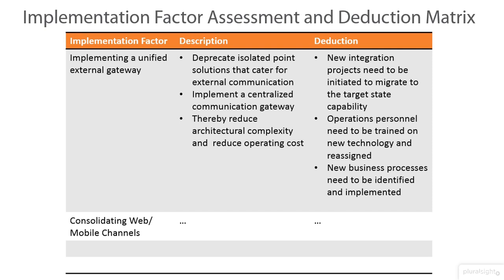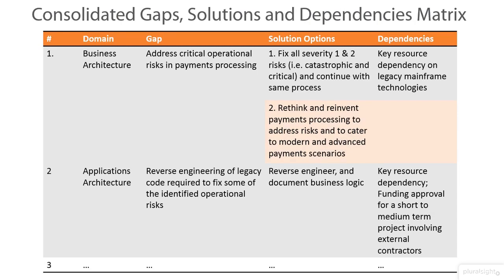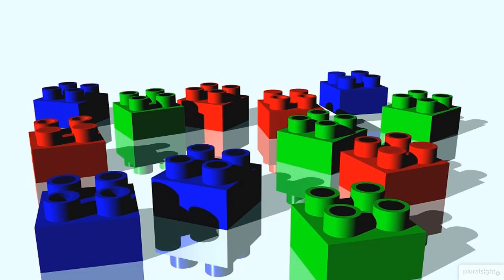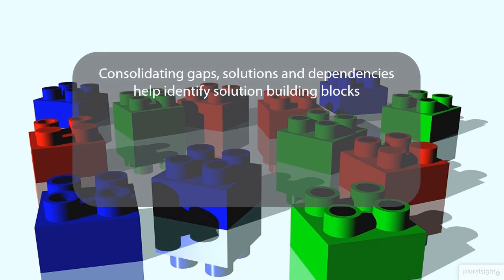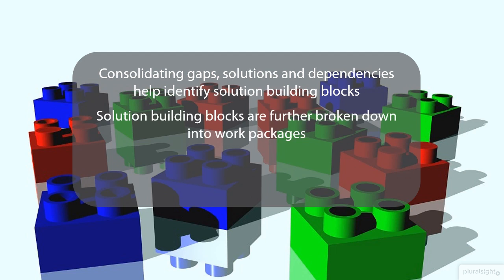This phase also creates and uses consolidated gaps from previous phases of architecture development iterations and identifies solution building blocks to address the capability gaps that the architecture seeks to address. TOGAF recommends using a consolidated gaps, solutions, and dependency matrix to represent this information. Solution building blocks are further broken down into implementable chunks of work referred to as work packages.